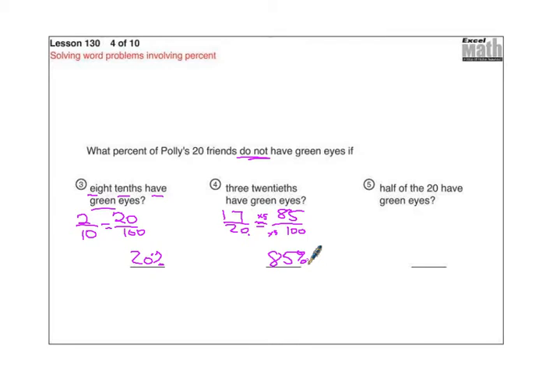Half of the 20 have green eyes. So that means half do not have green eyes, right? So what is a half? 50%. 50 out of 100, 50%.